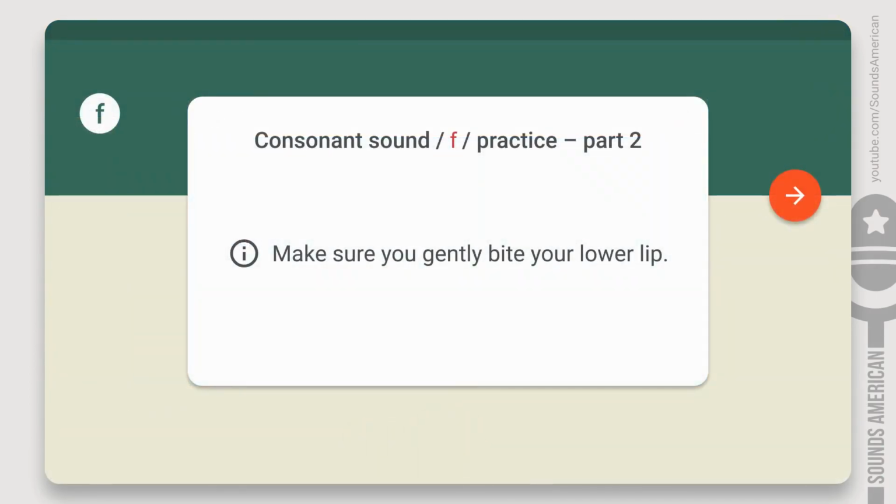Let's pause for a second and review how you're making the f sound. Make sure you gently bite your lower lip. Don't overdo it though, or you'll hurt yourself. Now we'll practice making this sound in the middle of words. Let's continue practicing.